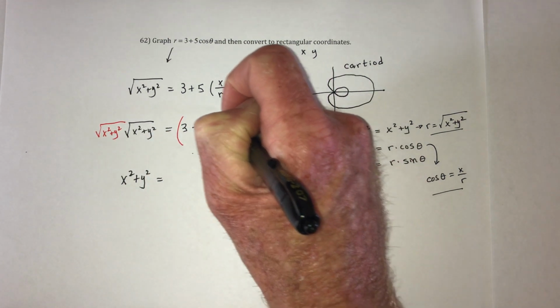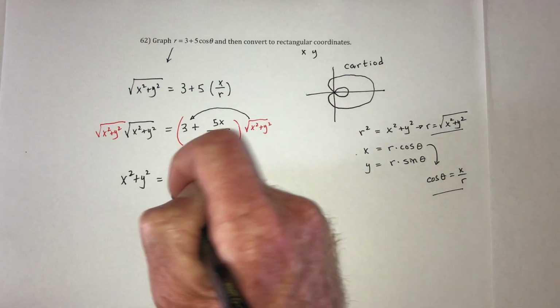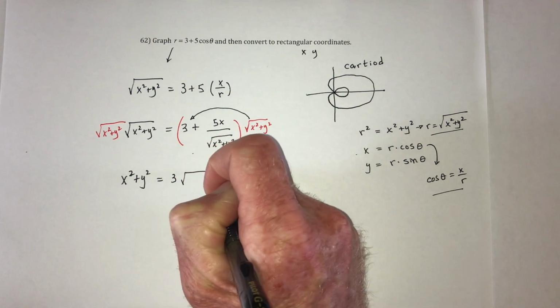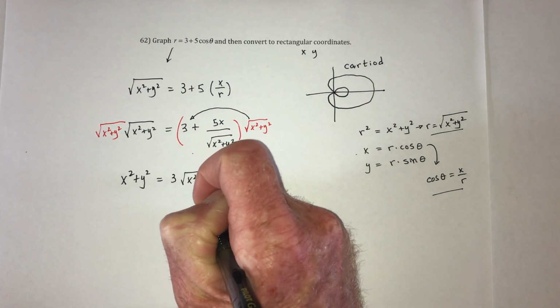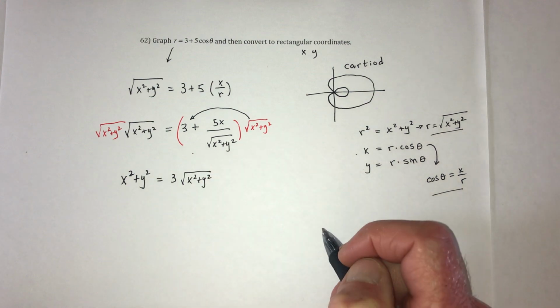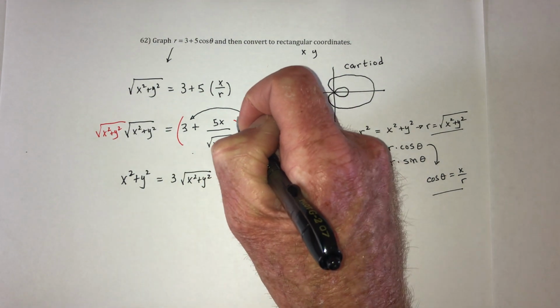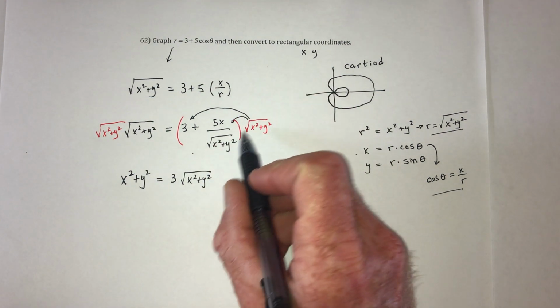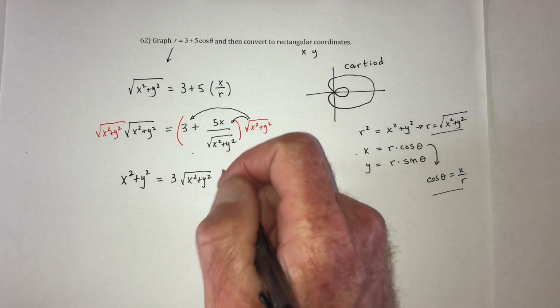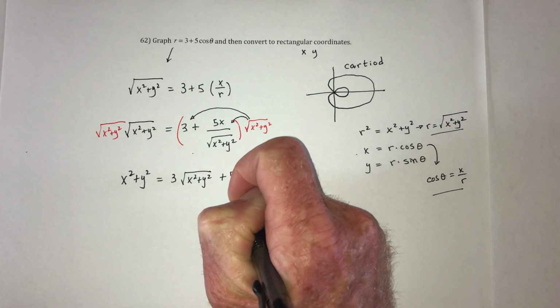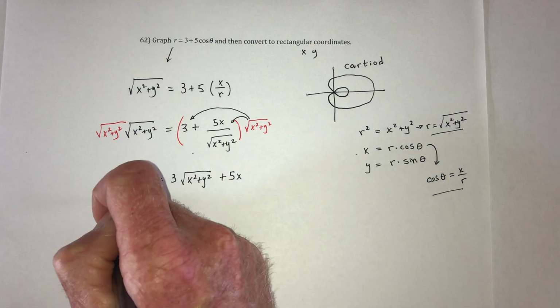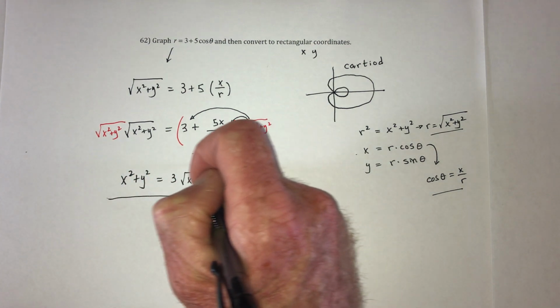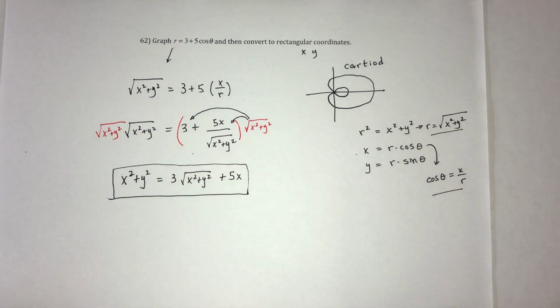And then distribute this, so it's going to be 3 times the square root of x squared plus y squared. And when you distribute it here, the square root on the bottom and the square root on the top cancel. It leaves just plus 5x. And then this one can't be simplified anymore, so you can just stop right there.